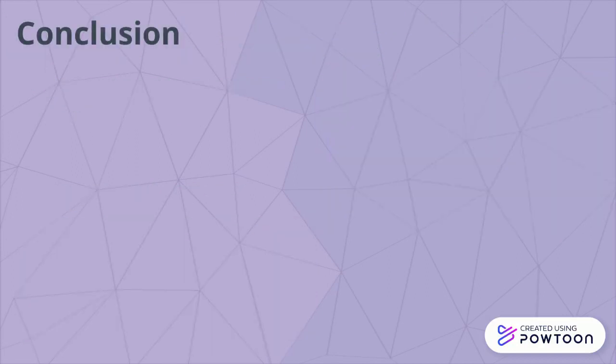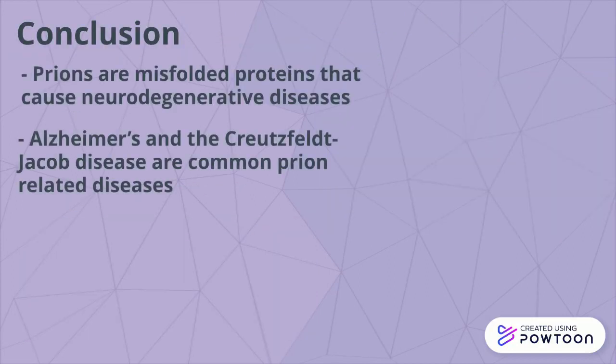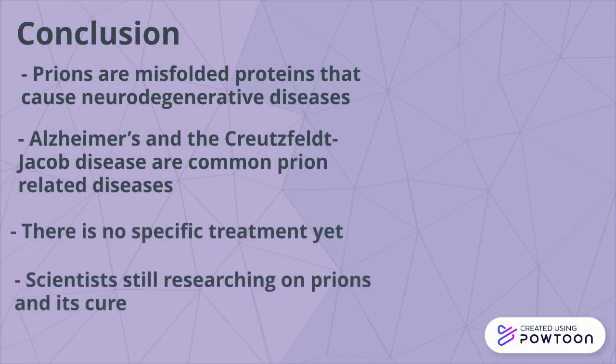Conclusion. Prions are misfolded proteins which cause neurodegenerative diseases like Alzheimer's and Creutzfeldt-Jakob disease. There are no specific treatments yet, but research is being conducted by scientists to know more about prions and to find a cure for their diseases.